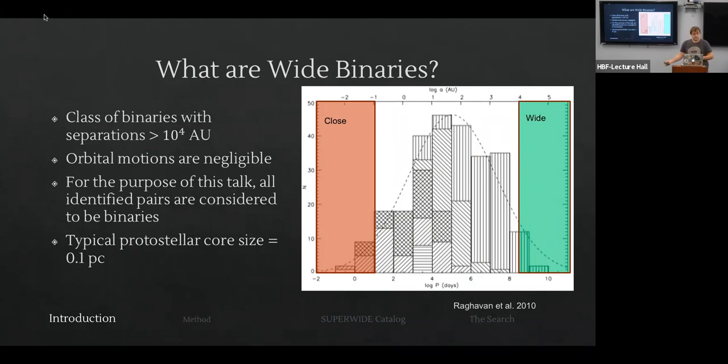I'm going to throw out percentages like 95% and 99%, but for the most part, we consider them all, to the best of our knowledge, to be binaries. Maybe with additional information, we'd be able to further figure out which ones are which. And just throwing a number out there, the typical protostellar core size is about 0.1 parsec. So these wide systems are already on the order of this protostellar core size, and it kind of makes you wonder, how did these systems form?